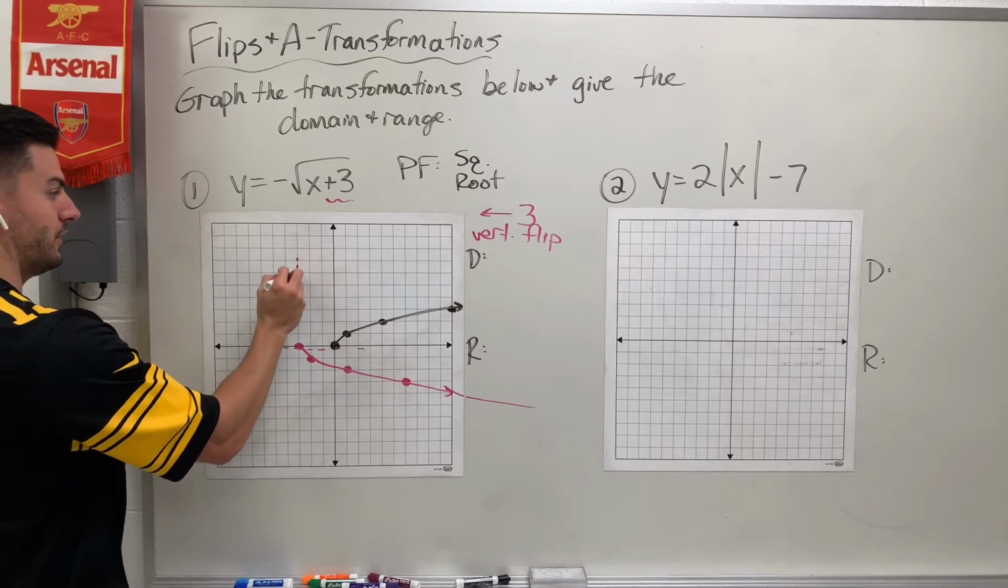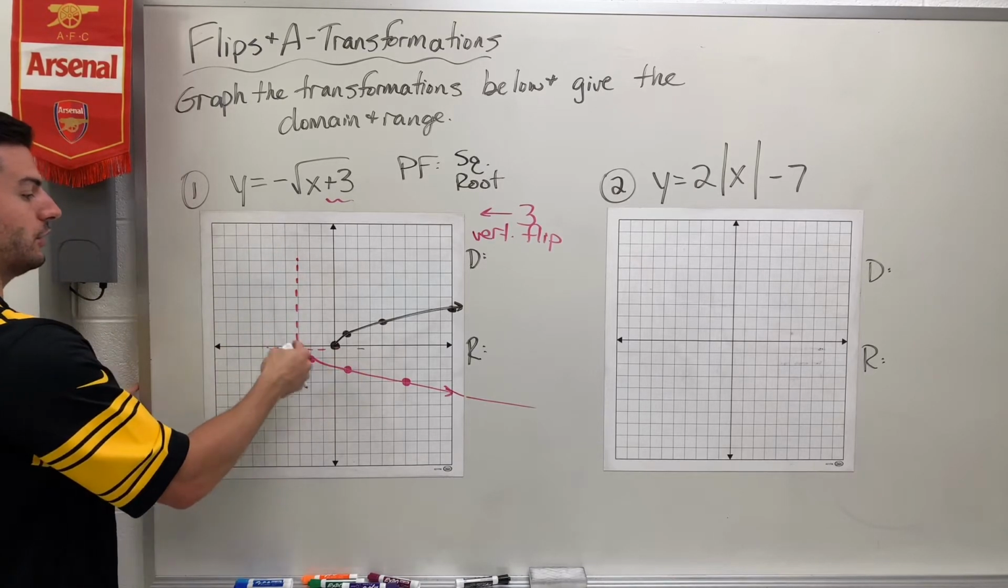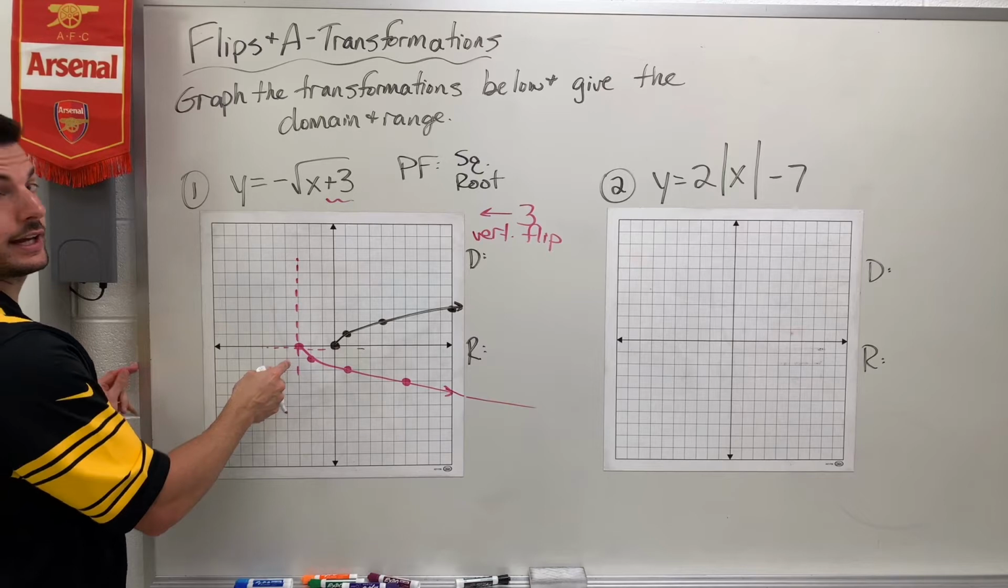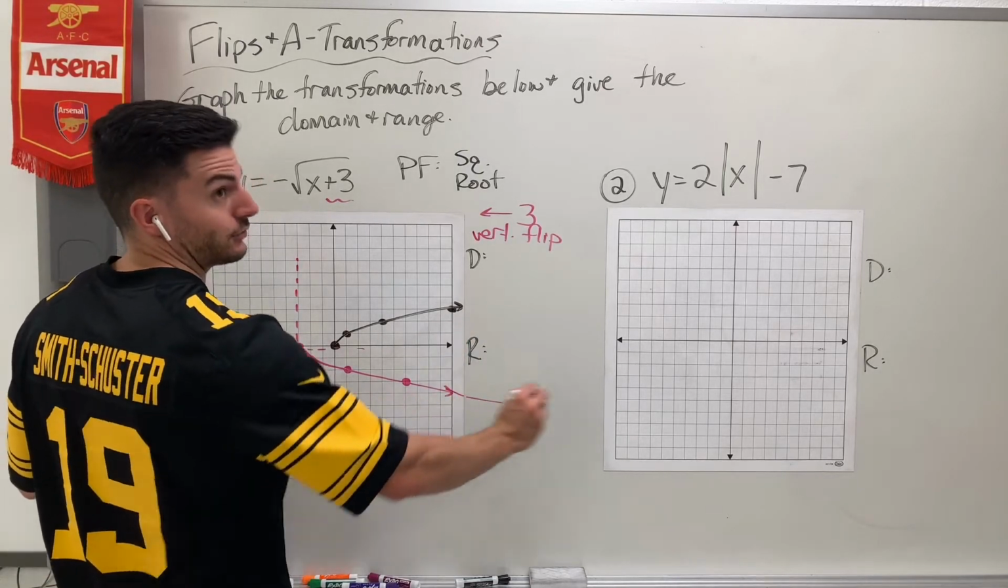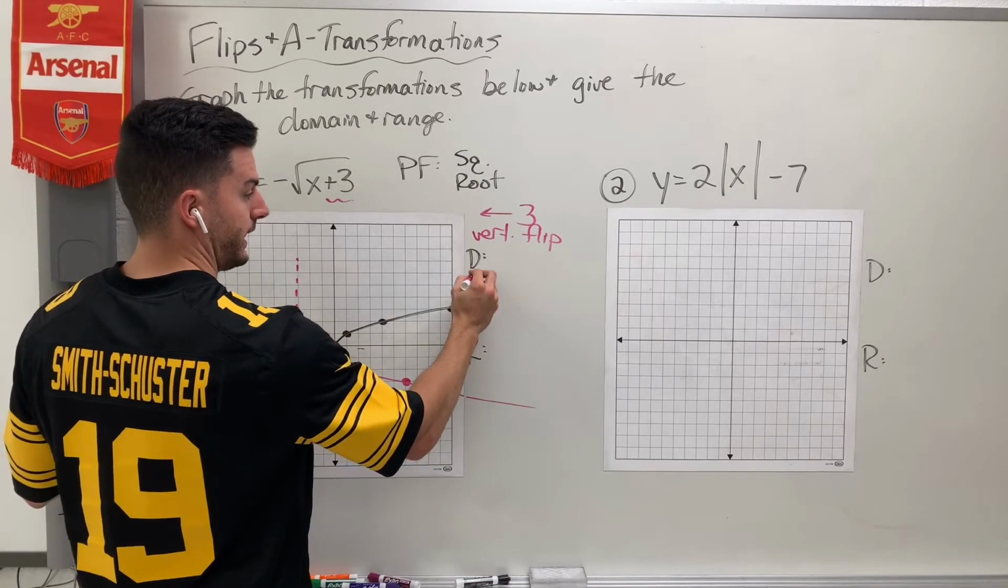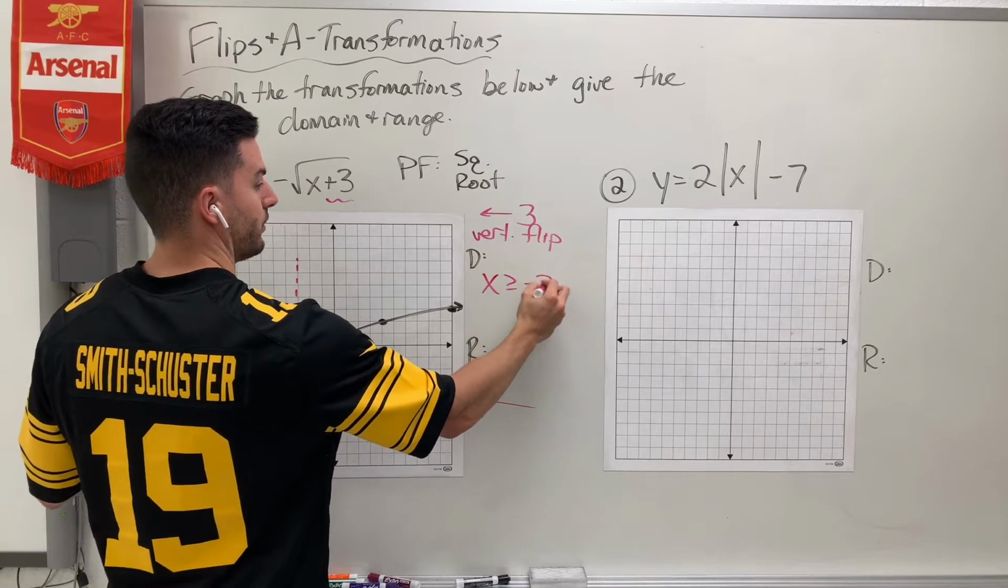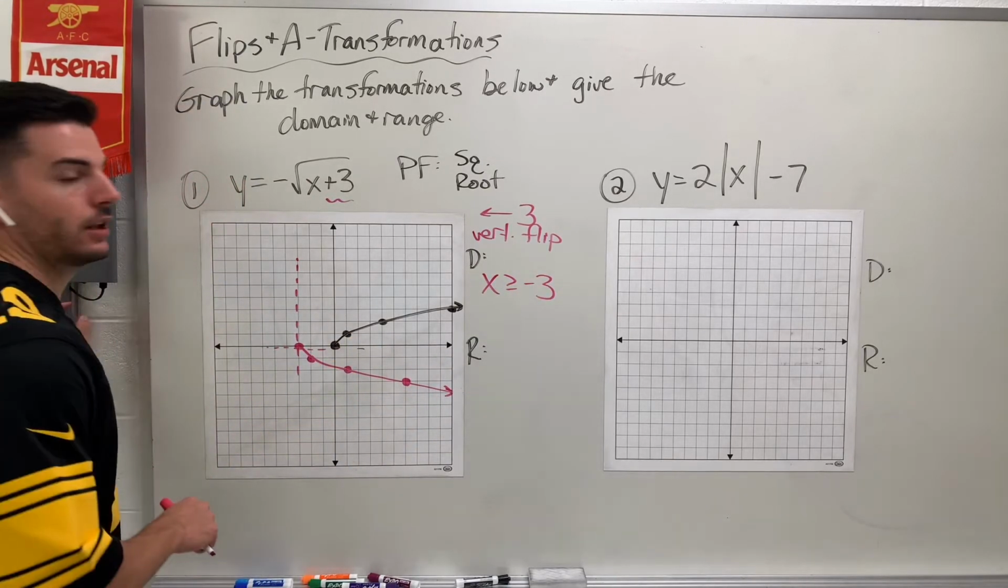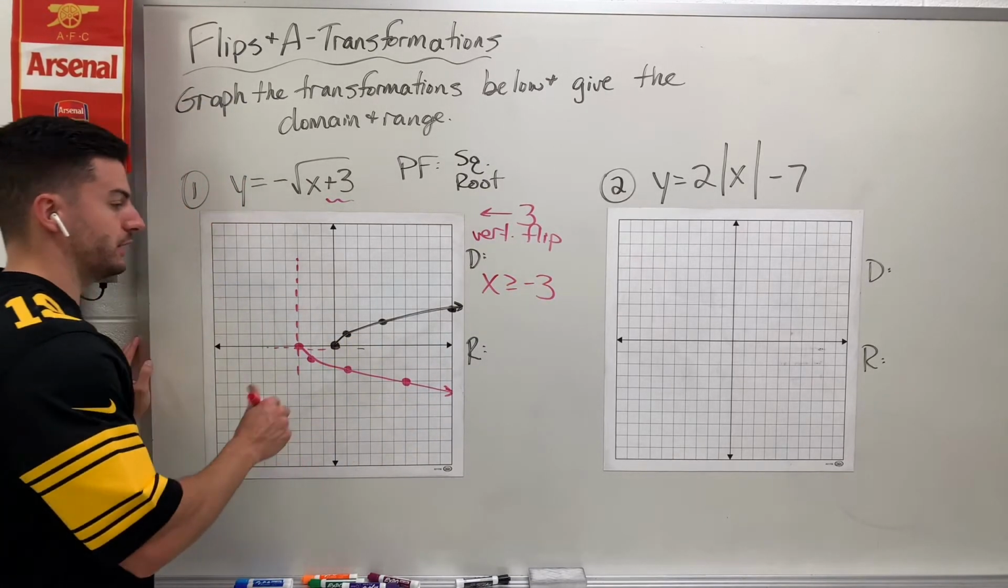It stops. So the furthest left that it ever goes is -3 on the x-axis, okay? And then it's going to get greater and greater and greater. So we'd say x is greater than or equal to -3, okay? But then the range is interesting, right?